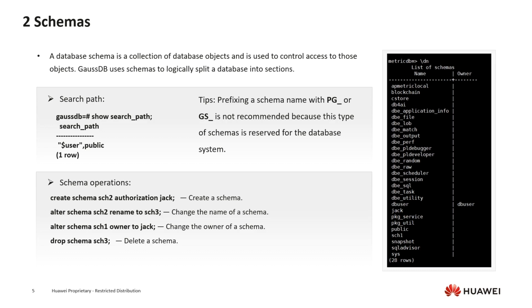To view the search path, run the show search_path command. Here are some common schema operations. Note that prefixing a schema name with pg_ or gs_ is not recommended, because this type of schema is reserved for the system. You can execute the \dn meta command to view the schemas of all users.